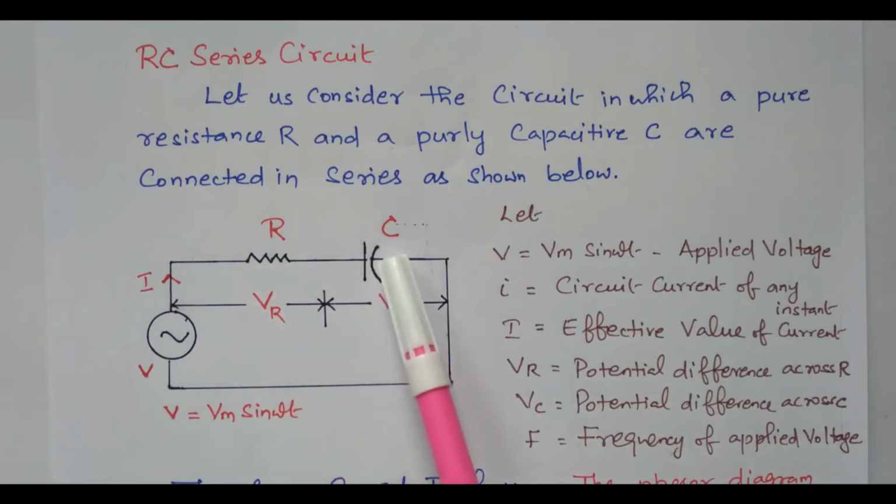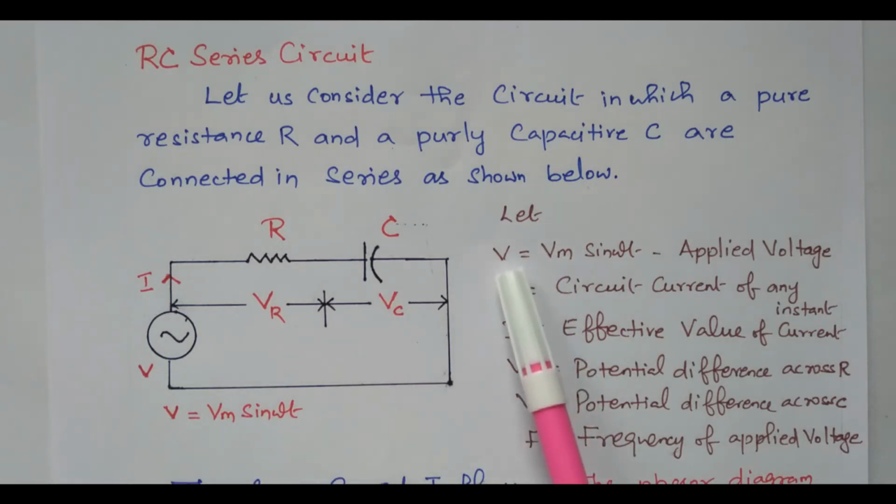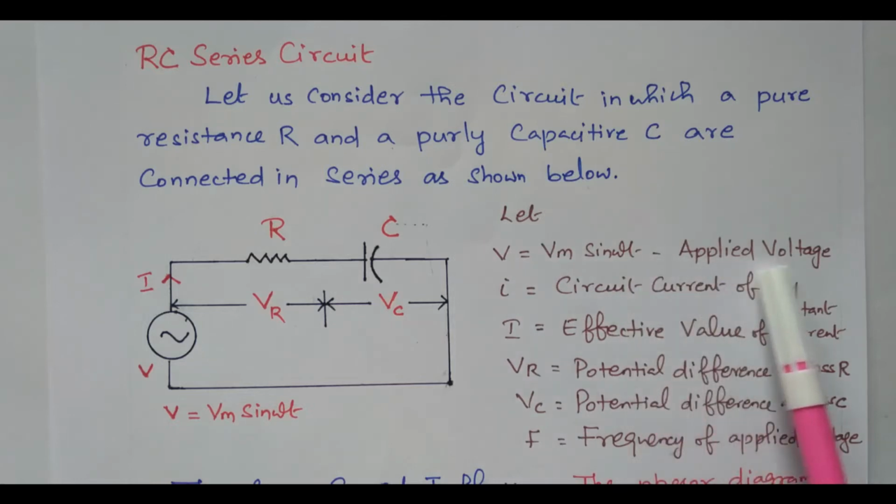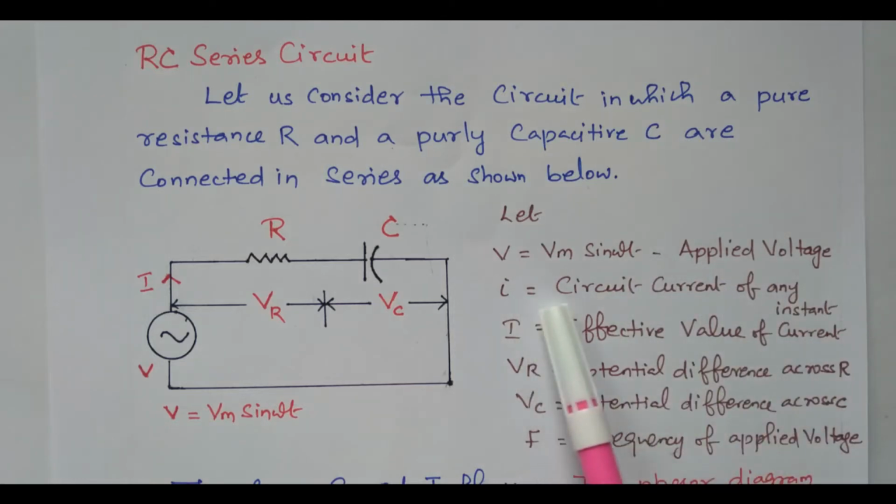So here the resistor and capacitor are connected in series, energized by the AC voltage. VR is the voltage across the resistor, VC is the voltage across the capacitor. So the description is given here. V equal to Vm sin omega t, that is the applied voltage. I is the circuit current at any instant. The capital I is the effective value of current. VR is the potential across resistor R. VC is the potential drop across the capacitor.